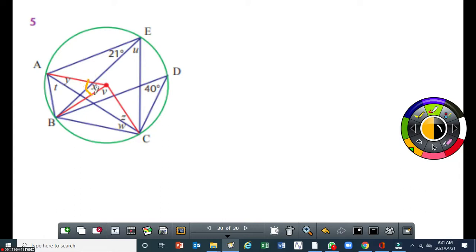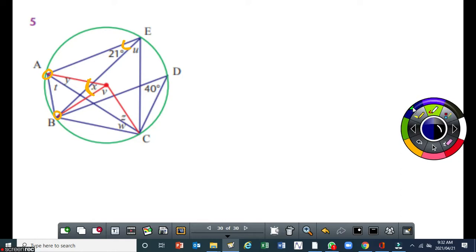So we have got that angle there. It is subtended by chord AB, and chord AB also subtends that angle. Angle AEB is at the circumference, angle X is at the center, so theorem 2.